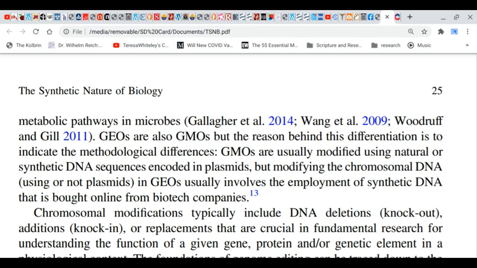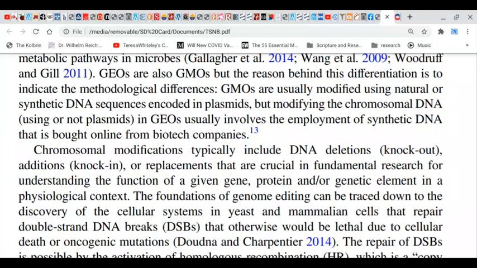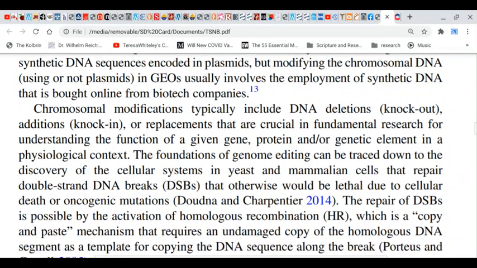Wow. GMOs are usually modified using natural or synthetic DNA sequences encoded in plasmids, but modifying the chromosomal DNA in GEOs usually involves the employment of synthetic DNA that is bought online from biotech companies. Chromosomal modifications typically include DNA deletions or knockouts, additions, knock-ins, or replacements that are crucial to fundamental research for understanding the function of a given gene, protein, and/or genetic element in a physiological context.